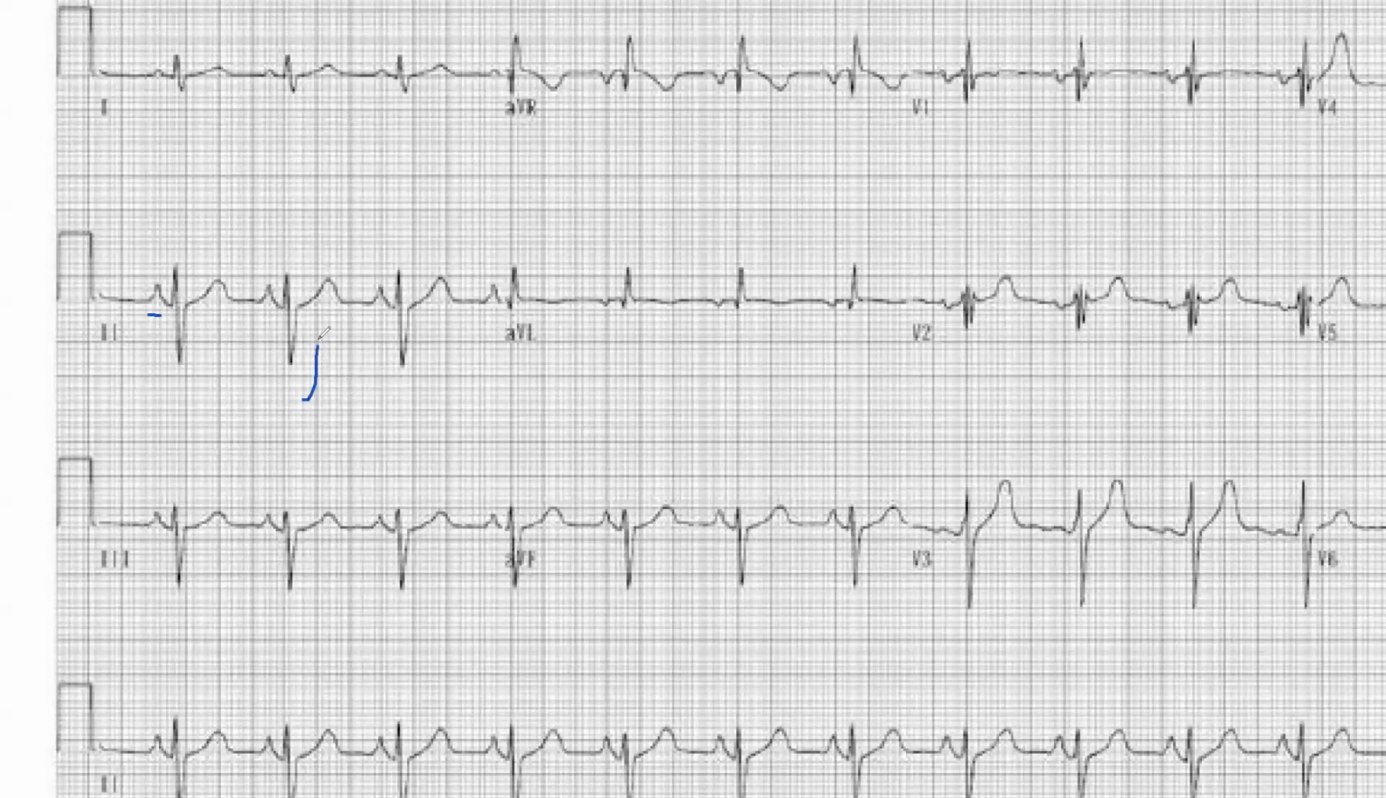See, it's not this one. So what does it mean? It's right atrial hypertrophy. Which atrium has this hypertrophy? The right. Exactly. Yes. It's right atrial hypertrophy.